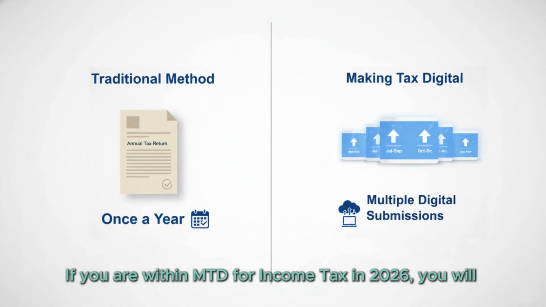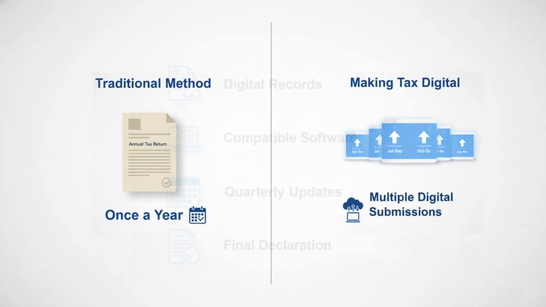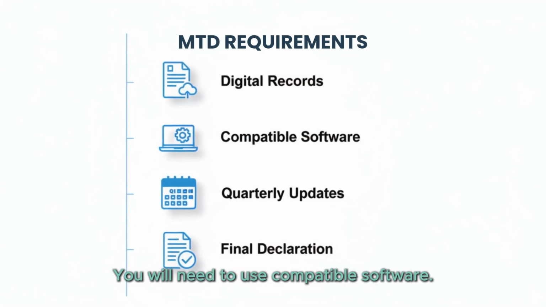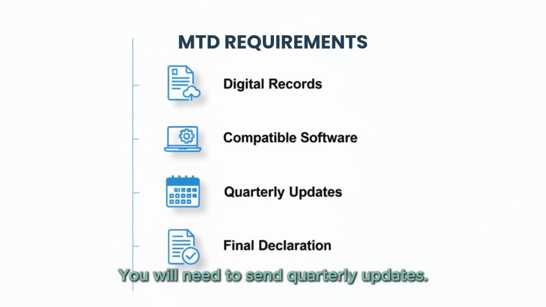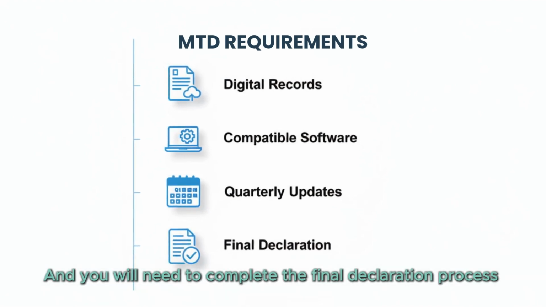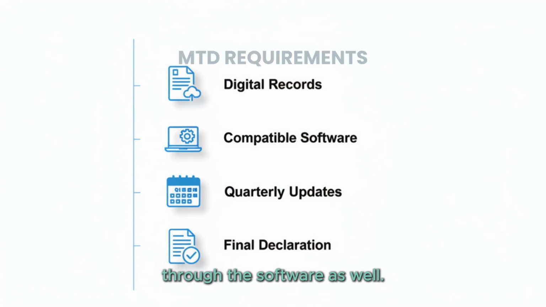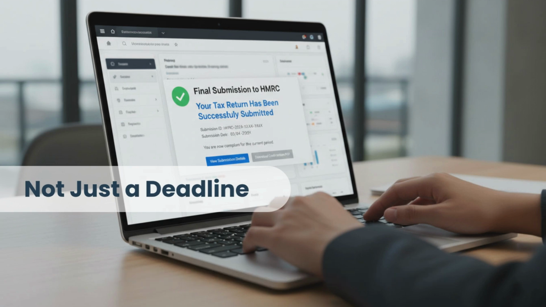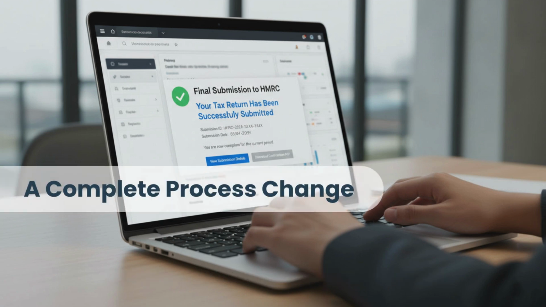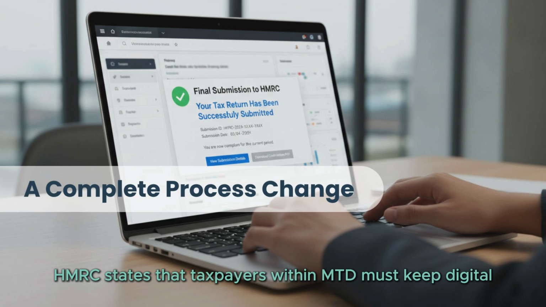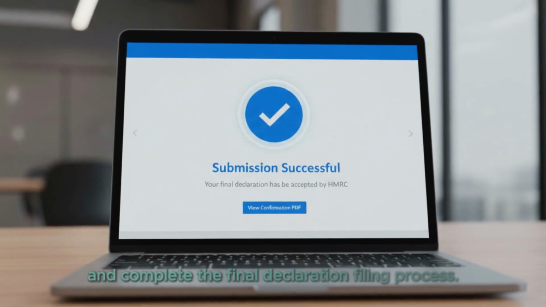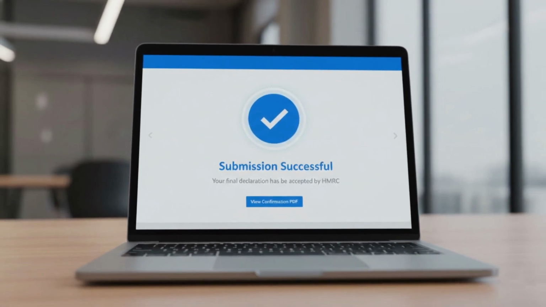If you are within MTD for income tax in 2026, you will need to do more than just file once a year. You will need to keep digital records. You will need to use compatible software. You will need to send quarterly updates. And you will need to complete the final declaration process through the software as well. That means this is not just a deadline change. It is a process change. HMRC states that taxpayers within MTD must keep digital records and use compatible software to send quarterly updates and complete the final declaration filing process.